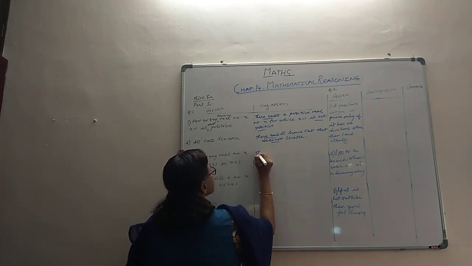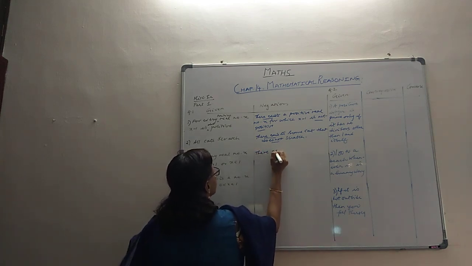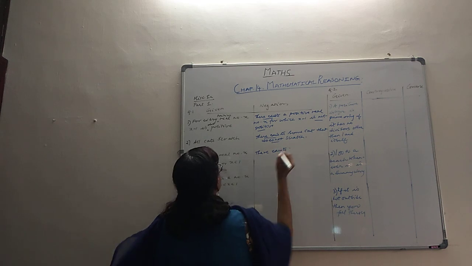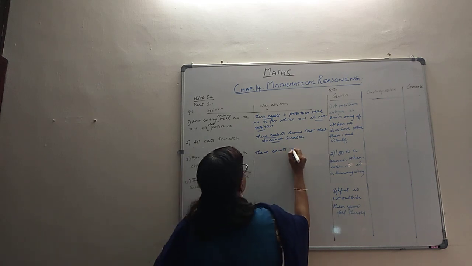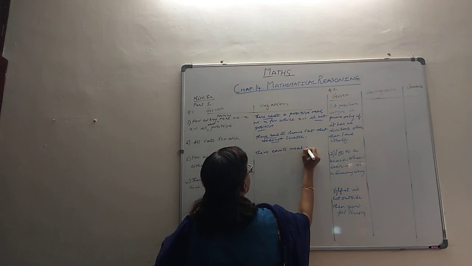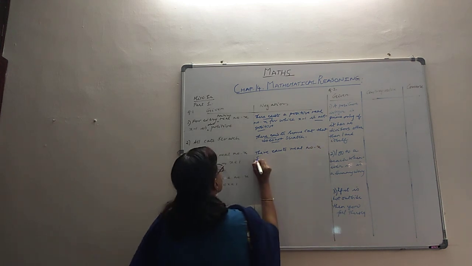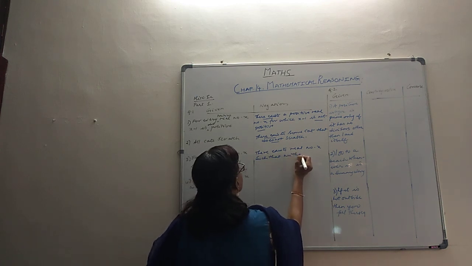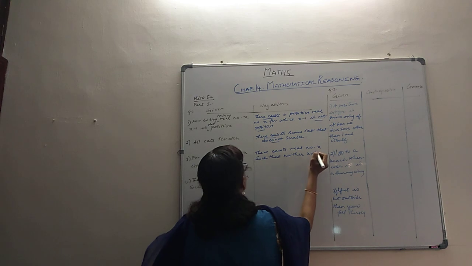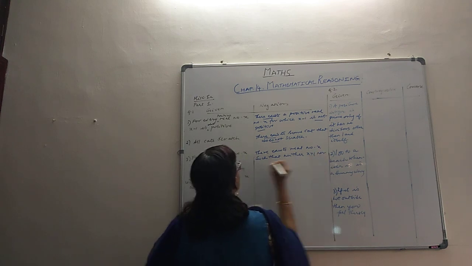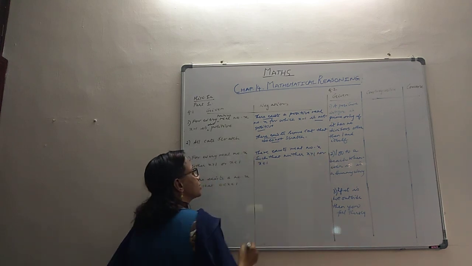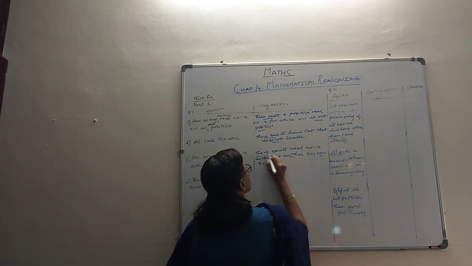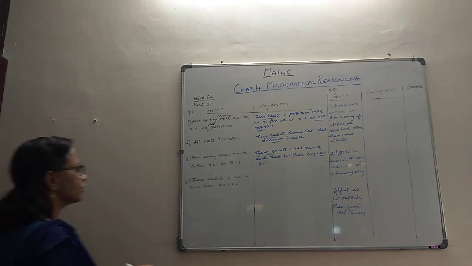So there exists a real number x such that neither x is greater than 1 nor x is less than 1. So the highlighting words here are 'neither nor' and 'there exists'.